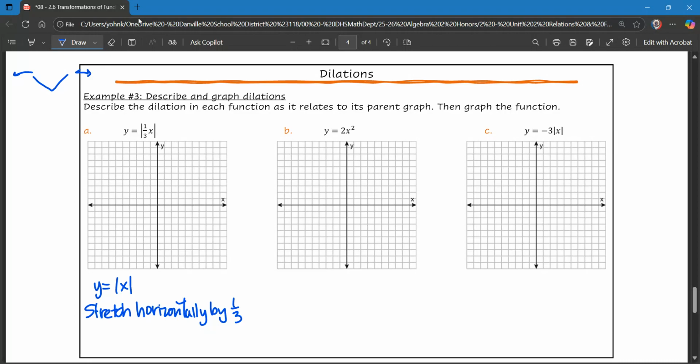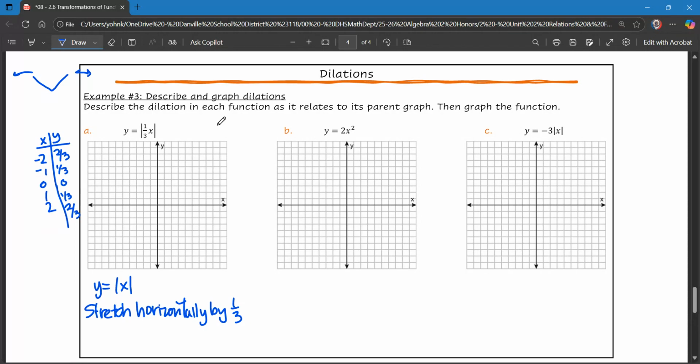So just imagine. Let's make an XY table: -2, -1, 0, 1, and 2. If I plug in -2, I get 2/3. If I plug in -1, I get 1/3. If I plug in 0, I get 0. If I plug in 1, I get 1/3. 2, I get 2/3.